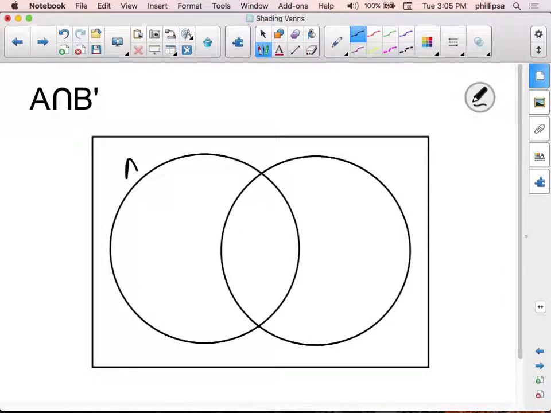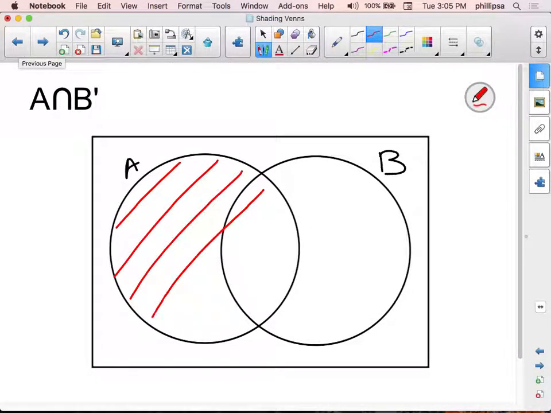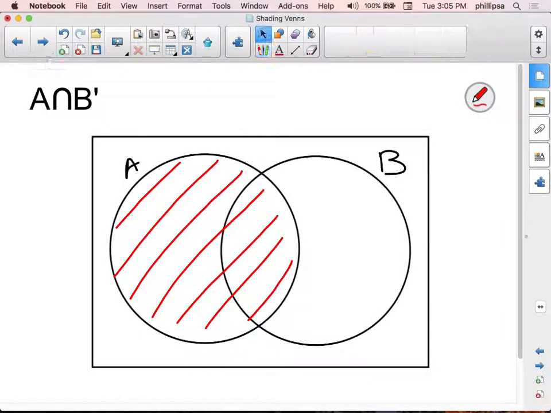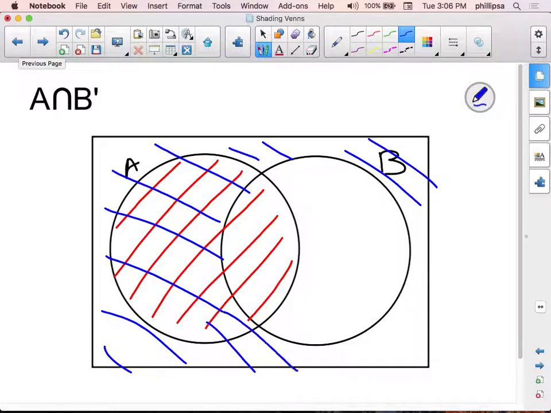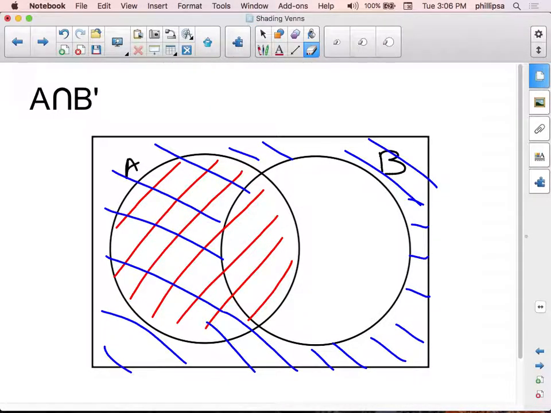Okay, so we do A, B. Again, I'm going to start to speed up now because it's easier, because we've seen quite a few at this point. Everything in A. Now I'm going to do everything outside of B. Okay? But again, it's important to know that intersections is what they have in common.